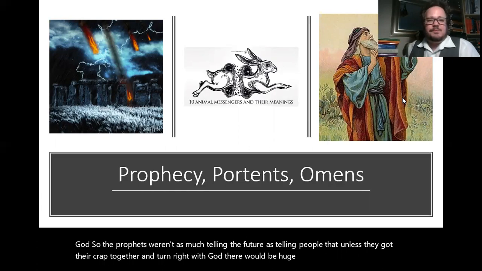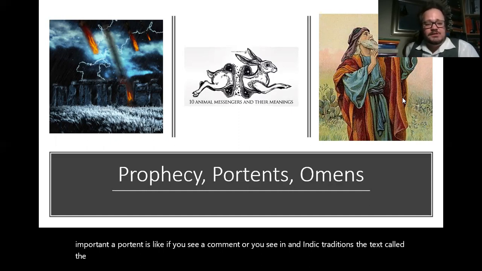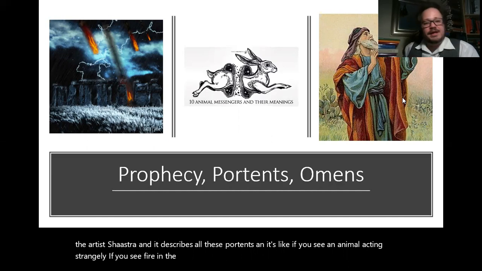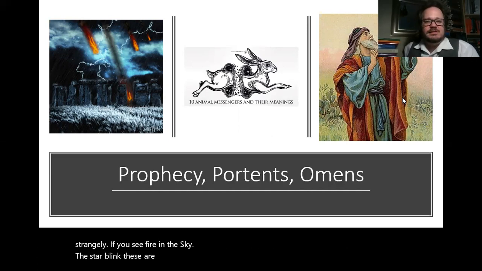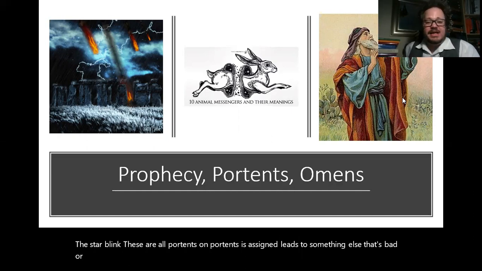Well, what's a portent? A portent is like if you see a comet, or you see, in Indic traditions, there's a text called the Artha Shastra, and it describes all these portents. It's like if you see an animal acting strangely, if you see fire in the sky, if you see this star blink, these are all portents. A portent is a sign that leads to something else that's bad. Or an omen can be sort of like an animal behavior that shows something that is going to occur.